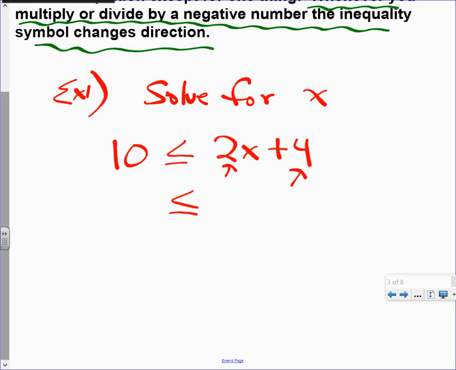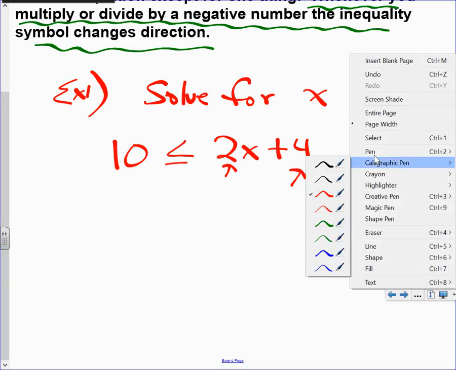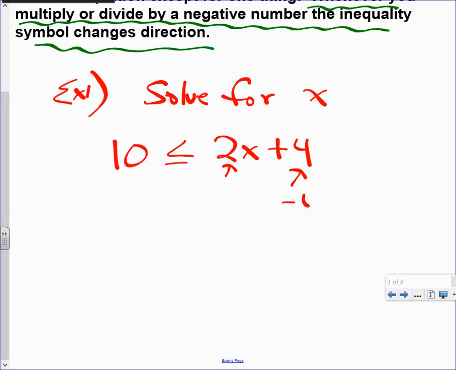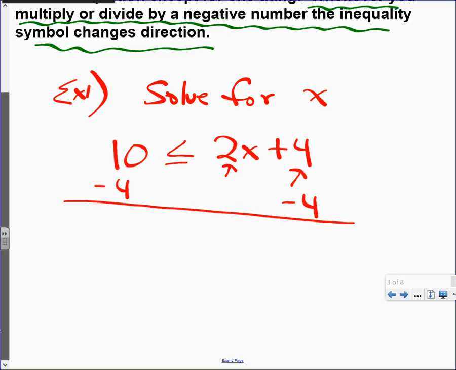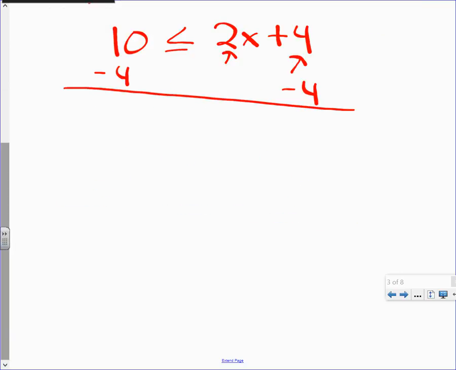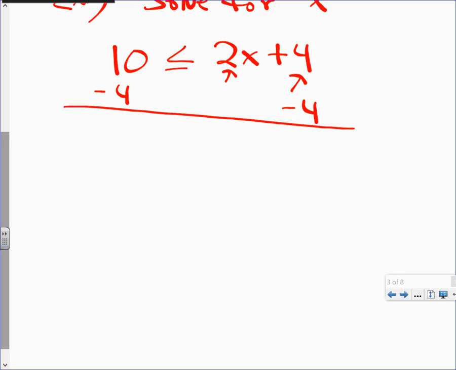Here we go. So, what's the opposite of adding 4? Whatever you do to one side, do to the other. Remember, like a balance. This is all old hat. This is old news. We know this. We could do this in our sleep at this point, right?